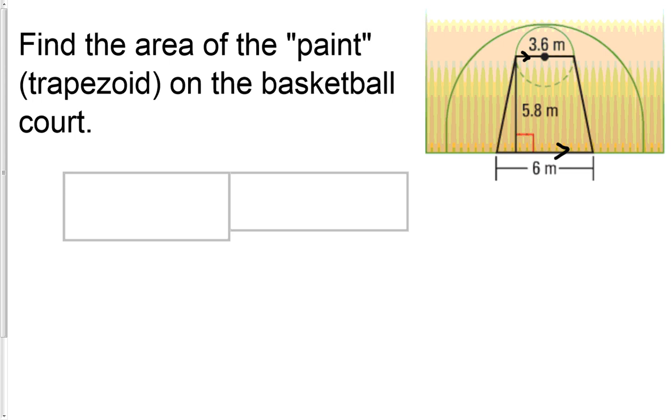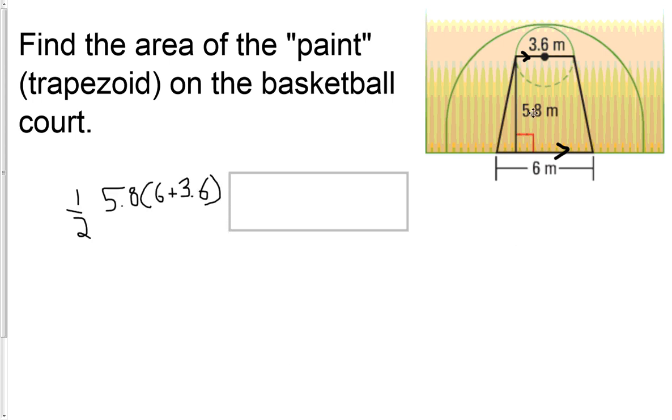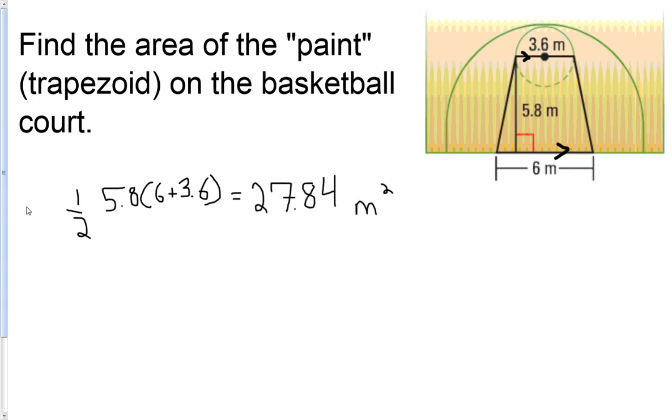So just plugging it in. Half times height, 5.8, times base 6 plus 3.6. Since it's decimal, I just plugged it into the calculator and got 27.84. We do have a label this time. We have meters, and since it's area, it's meters squared.